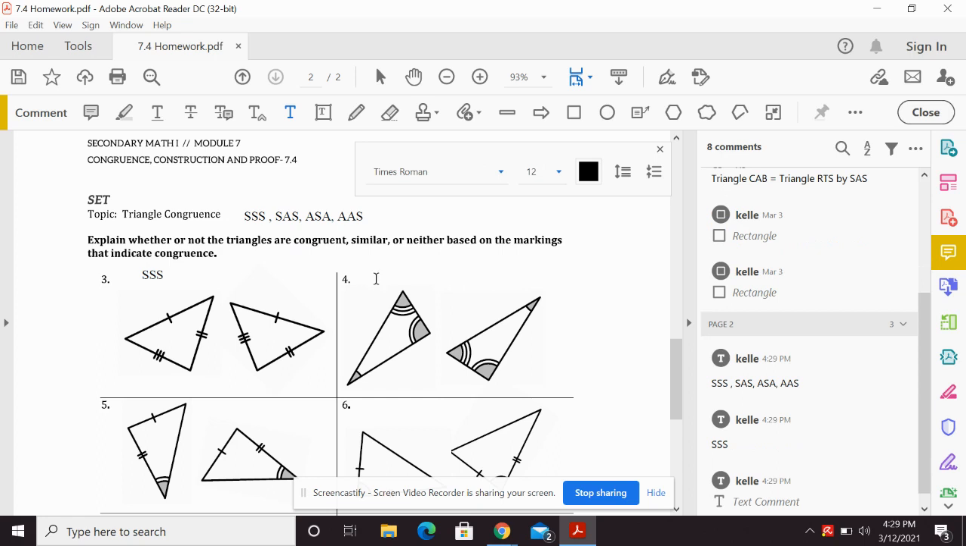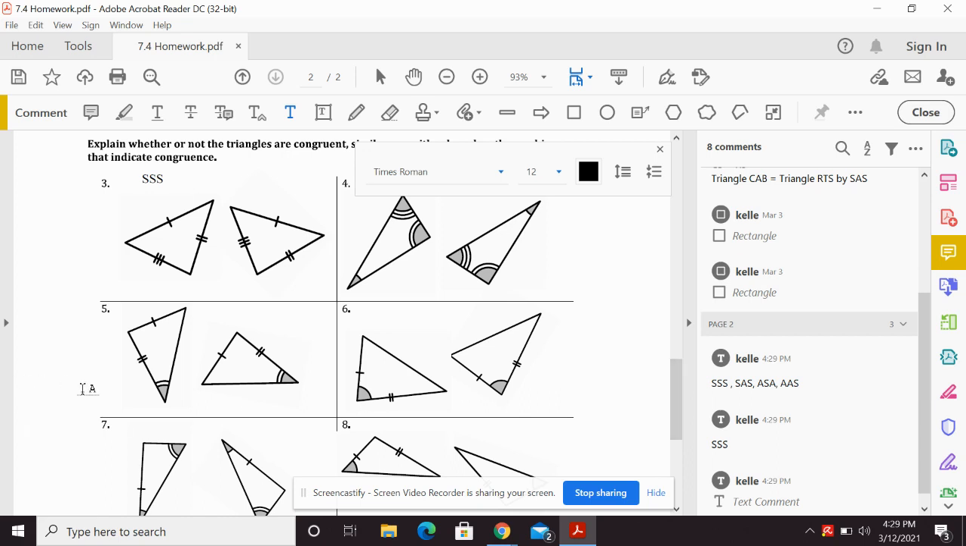Number 4, all 3 angles are congruent. Angle, angle, angle, that means they are similar, right? Having all 3 angles congruent does not mean the triangles are congruent. It does not prove triangle congruency. These are just similar.